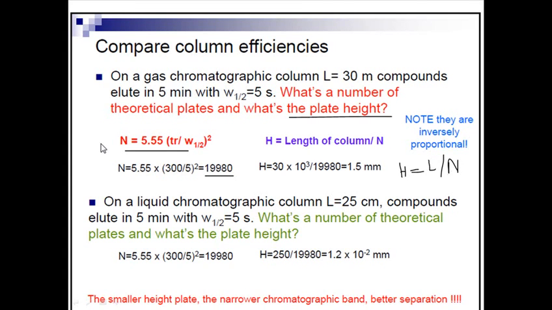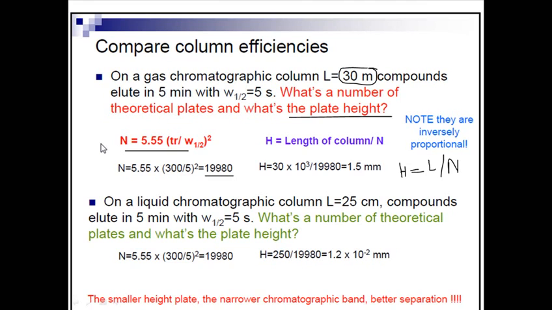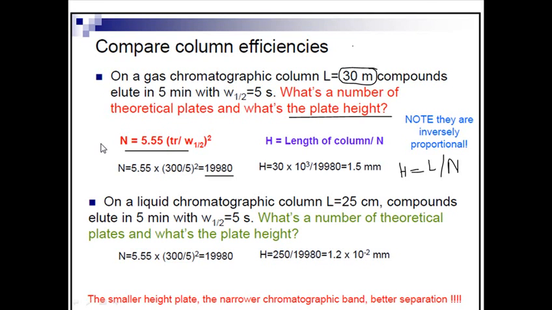So we have the number N. What is L in this case? L is the length of the column, which is 30 meters. Let it be converted into millimeters. So 30 meters converted into millimeters, we multiply by 1000. After doing this and dividing by the number, we end up with 1.5 mm. So this is the plate height.